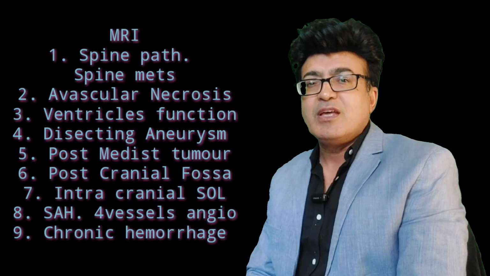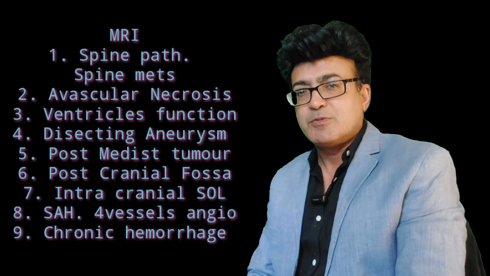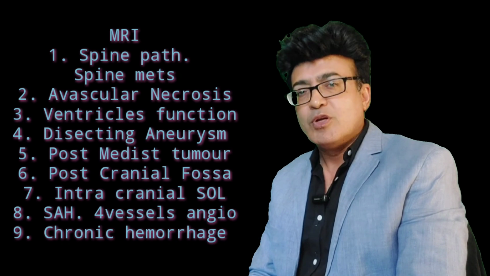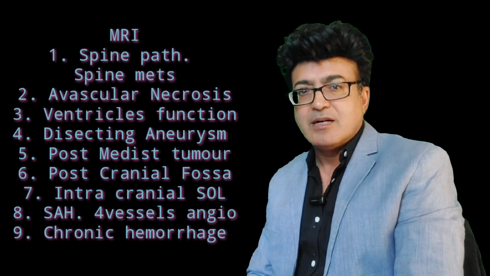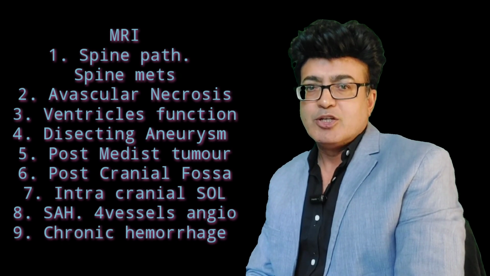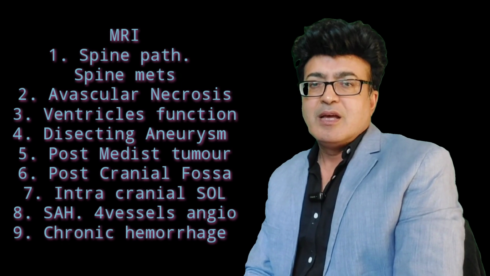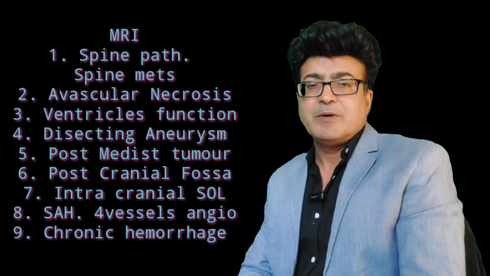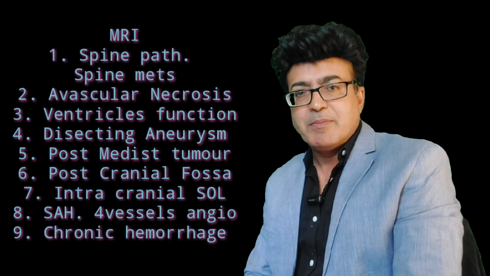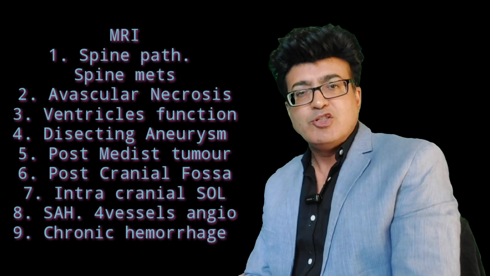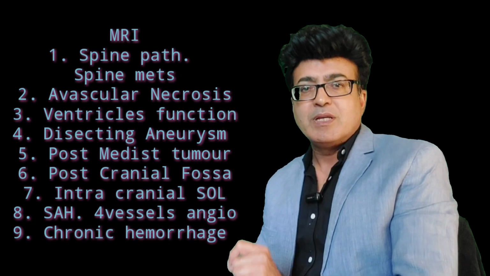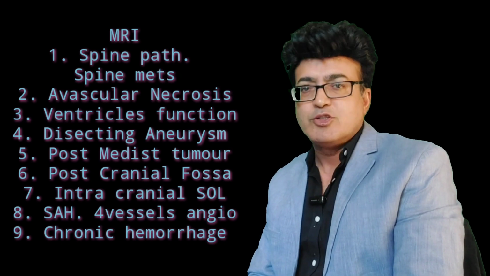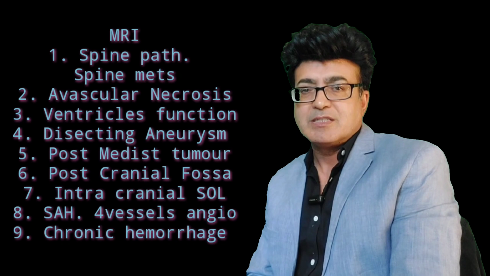Besides this, if there is a suspicion of posterior mediastinal masses like neuroenteric cyst or neuroenteric tumor, MRI should be considered for that. There are certain other abnormalities like subarachnoid hemorrhage, where 4-vessel angiography etiology should be, for the diagnosis of this 4-vessel etiology, MRI should be considered.